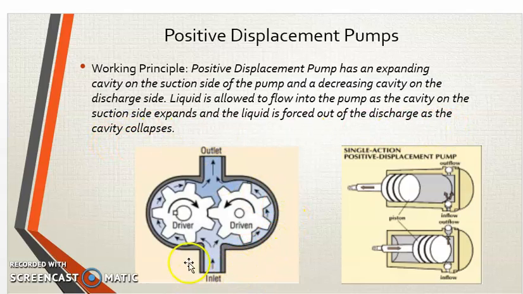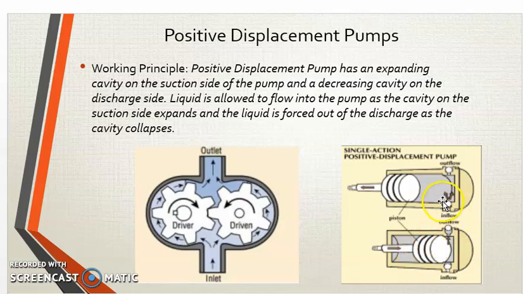Here we can see one of the examples. Here the liquid enters, and it's actually a screw pump. A screw pump, but it's a positive displacement pump. And here is a single action positive displacement pump. The liquid flows in from this, you can see in the picture at the bottom, and this is the cylinder, and this is the piston.